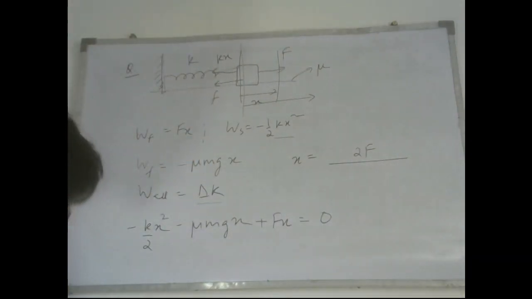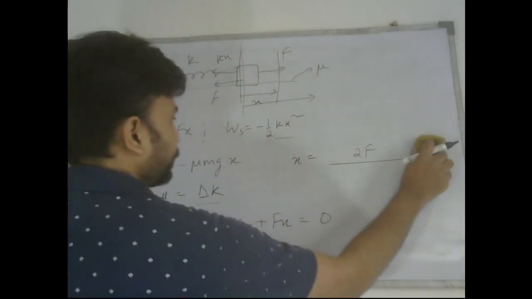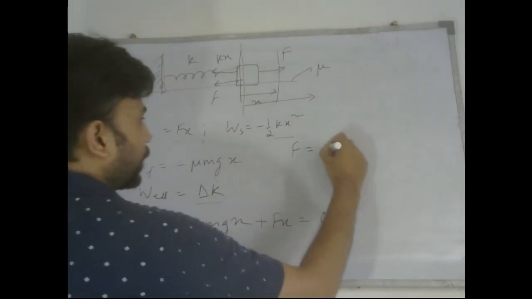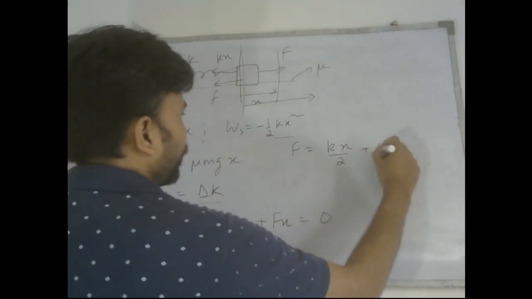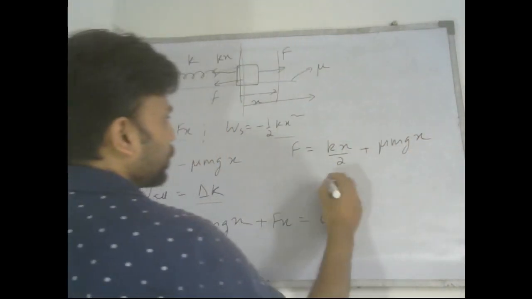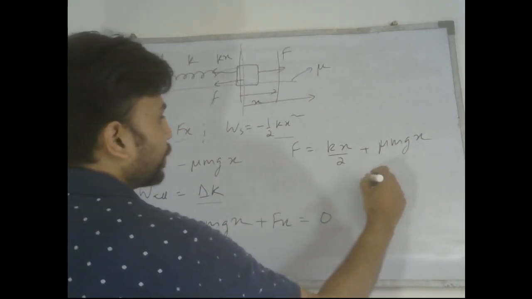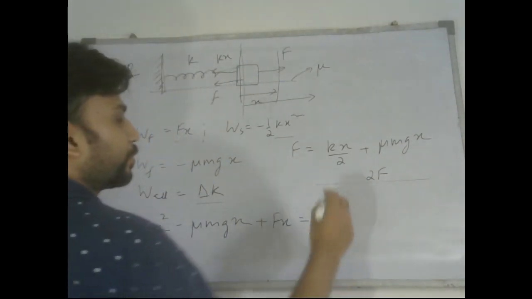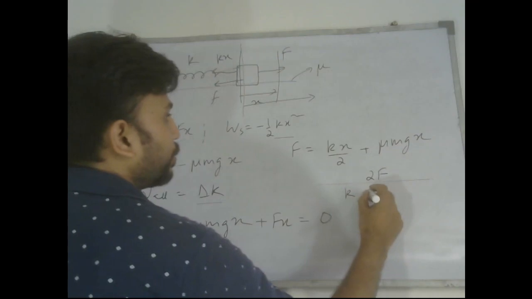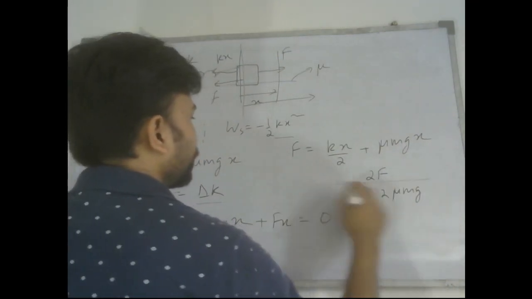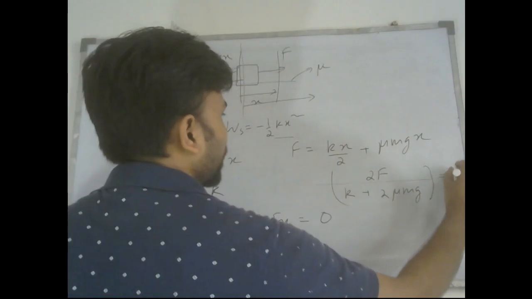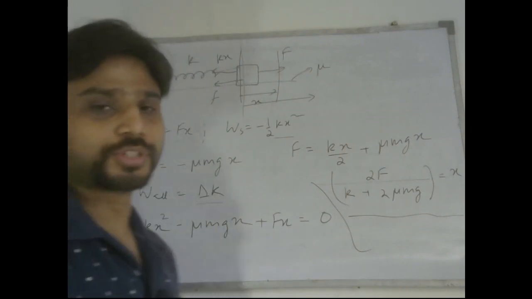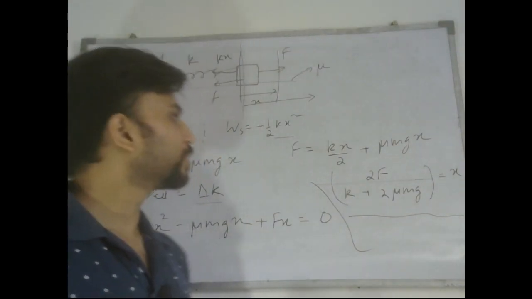let us do this properly and not by taking shortcuts. So we will say f is equal to kx by 2 plus mu mgx. So that means 2f by k plus 2 mu g is equal to x. So this is the maximum distance the block would go up till its motion ceases or it stops moving. So this is the question which we wanted to do.